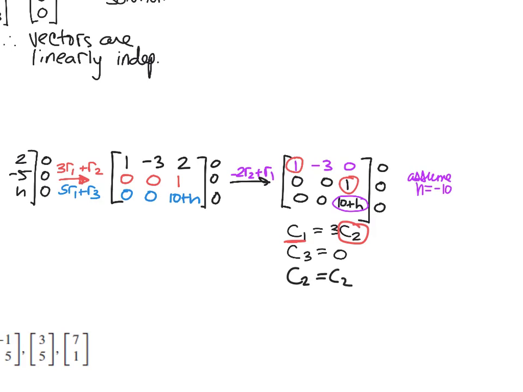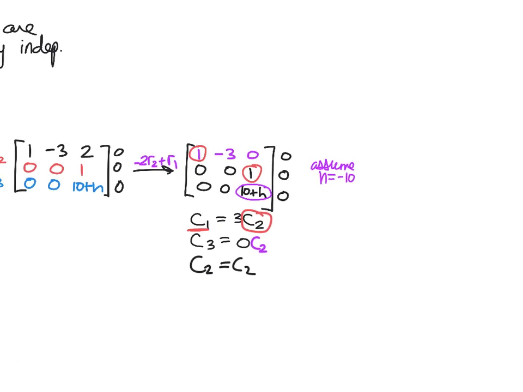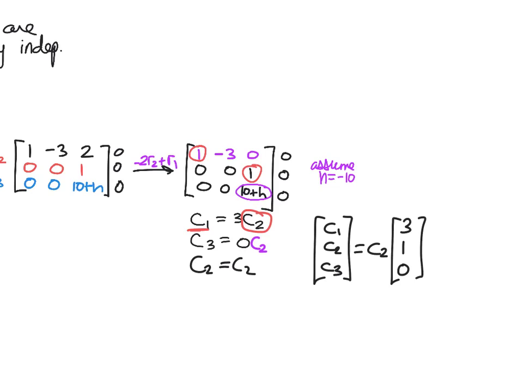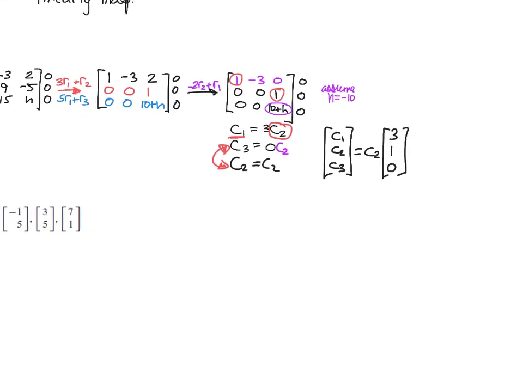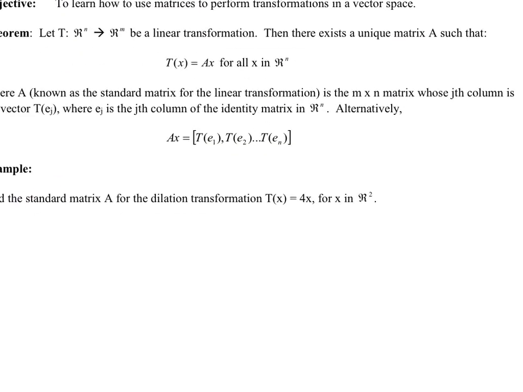C2 is equal to C2. So C3 could be thought of as 0 times C2. You just got to keep the ordering straight. So C1, 2, and 3. Those weights would be C2 times 3, 1, 0. Yeah, because these are in reverse order. Super duper easy.